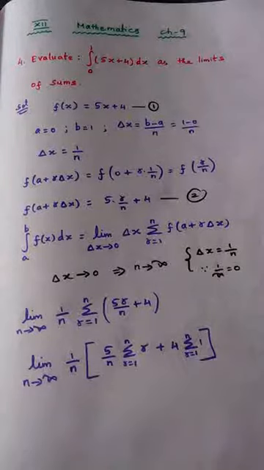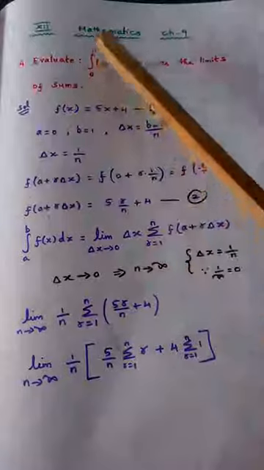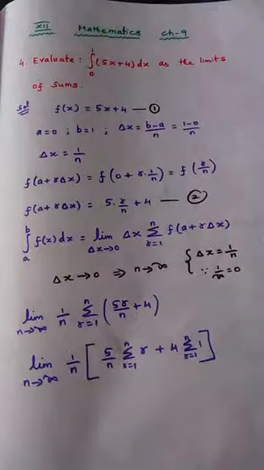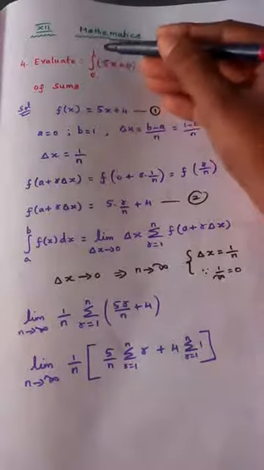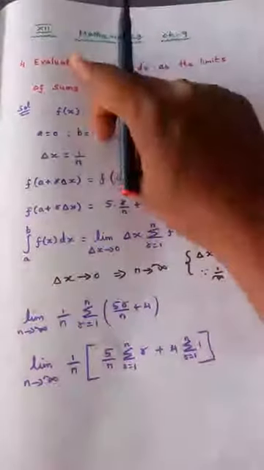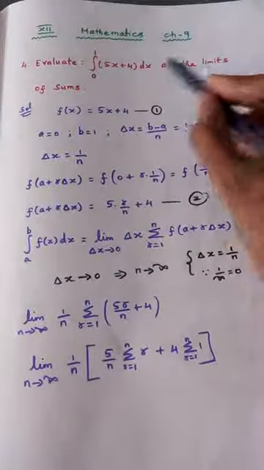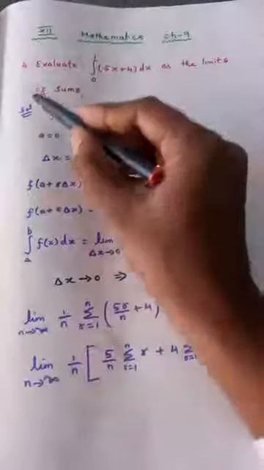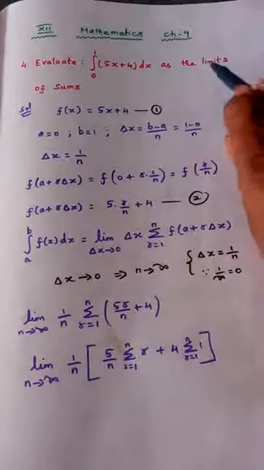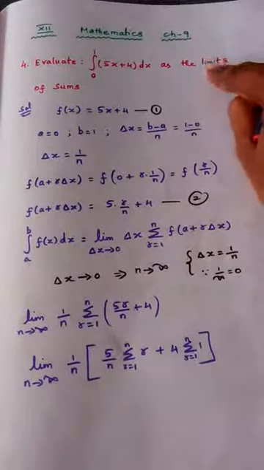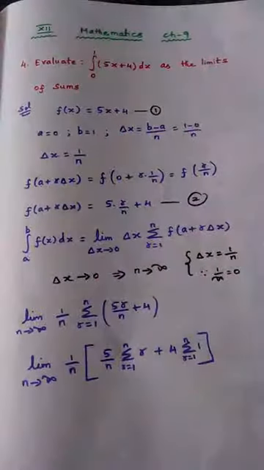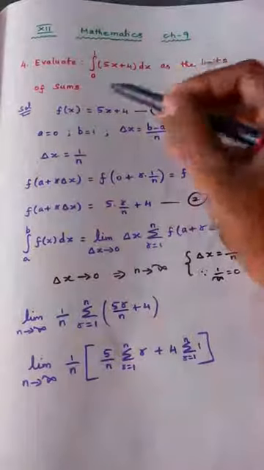Problem number 4. Evaluate integral 0 to 1. If a limit is given like this, then it is called a definite integral. When an integration has limits, 0 is the lower limit and 1 is the upper limit. We need to evaluate this using the limit of sums. Just see this wording: evaluate this integral as the limit of sums. By seeing the words limit of sums, we understand that we need to apply the limit formula to calculate the value of this integral.